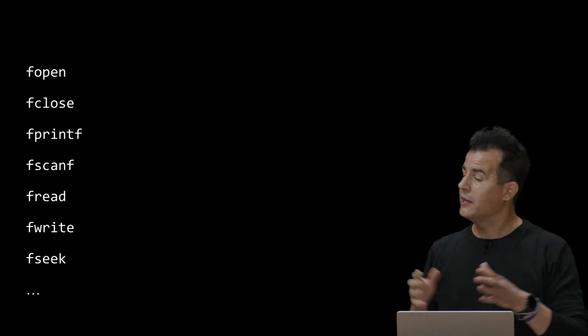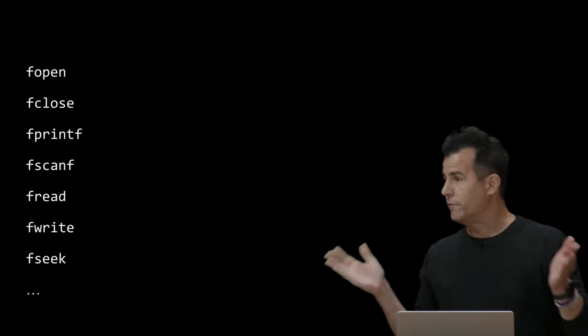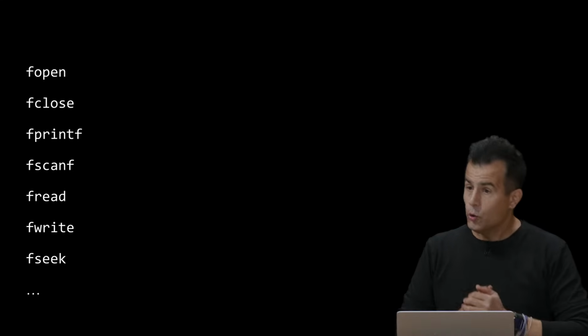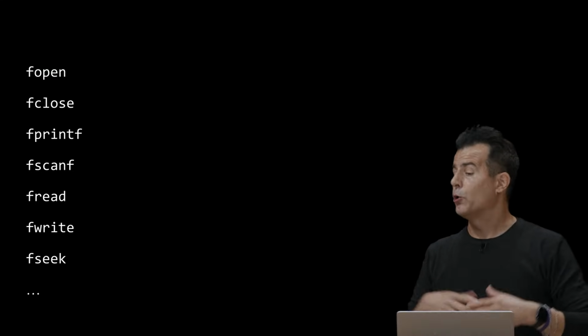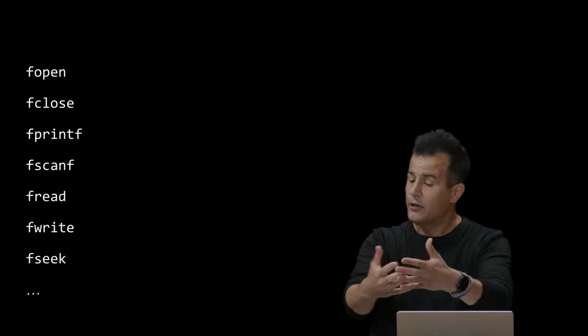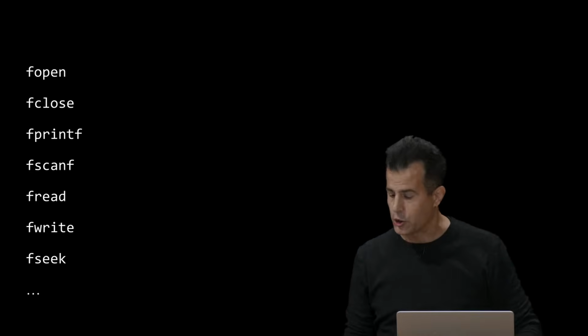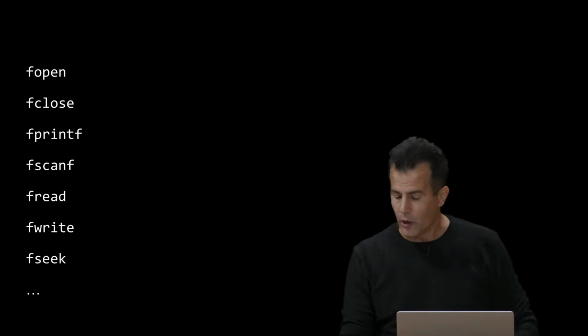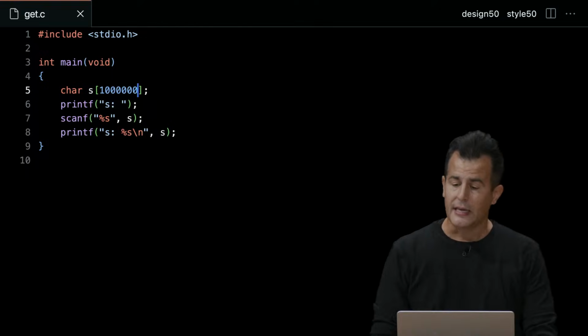Here are just some of the functions that come with the programming language C that allow you to open files, aka fopen, close files, aka fclose, print to a file, scan from a file, read a file, write to a file, lots of different functions, some of which we'll explore this coming week. But why don't we first use them to solve a problem here in VS Code?